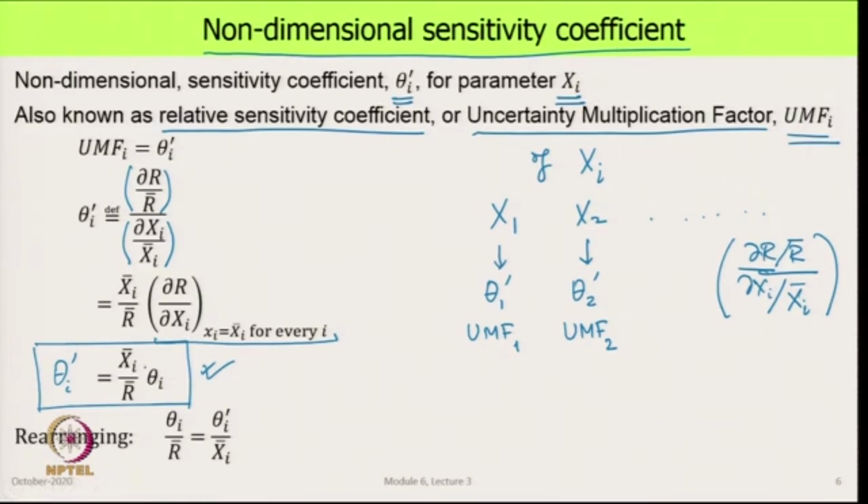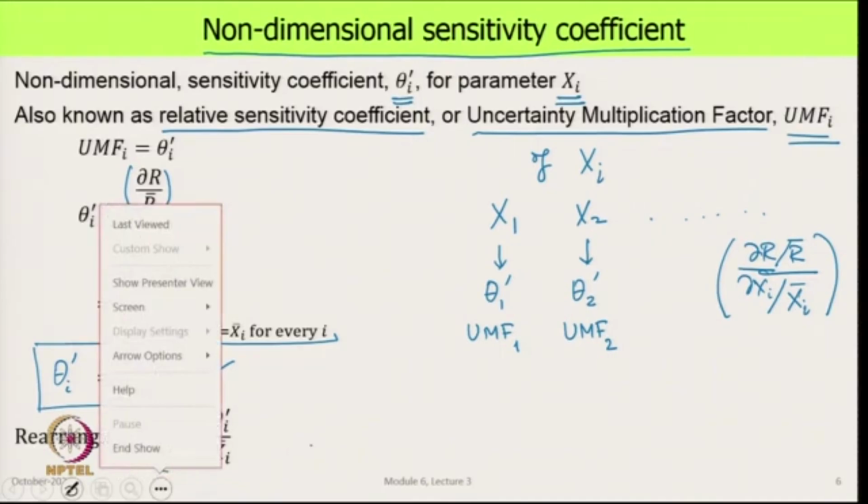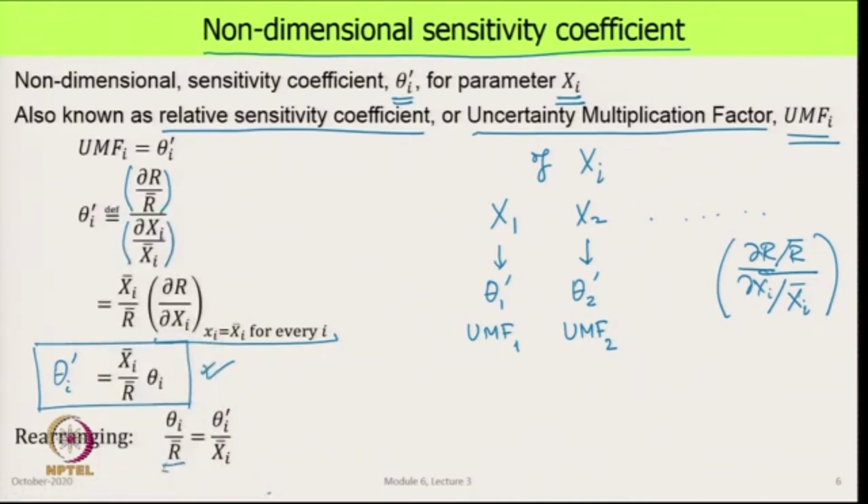We could rearrange the terms and make it this way, that theta I upon r bar is equal to theta I prime upon x I bar. That is yet another way of writing this. So, this is another nice thing to have, the uncertainty multiplication factor, and we will see later on what its implications are in our calculations.